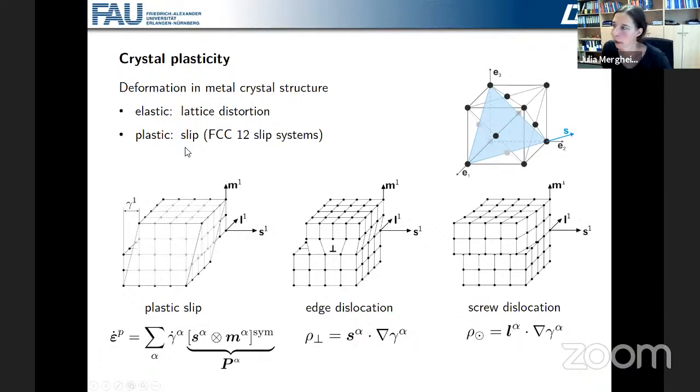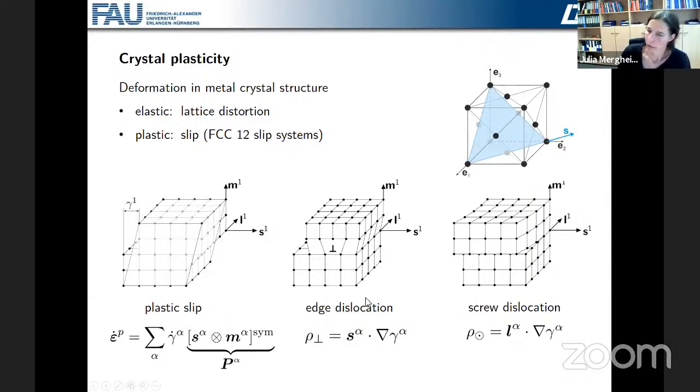So plastic slips are only allowed along these slip systems. And then the plastic strain tensor is derived by the sum of these plastic slips, which is this gamma here. And the parameter alpha for FCC goes from 1 to 12. So we have 12 different plastic slips multiplied with the Schmid tensor, and that consists of the slip direction s and of m, the normal vector to the slip plane.